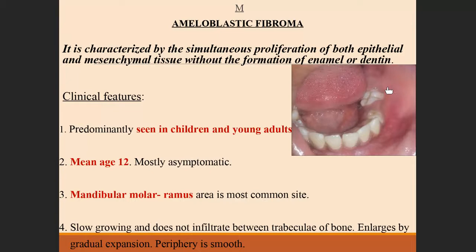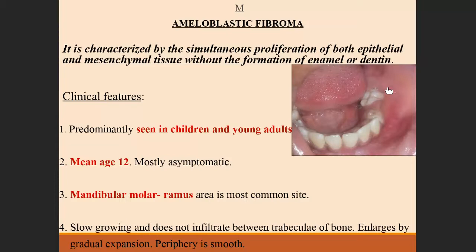You can see the cortical expansion, so naturally facial asymmetry. But unlike ameloblastomas and all, this particular tumor grows by gradual expansion. It will not infiltrate between the trabeculae of bone. And the periphery of the lesion is smooth, okay? So initially, when it is small, it may be asymptomatic. Slowly, there can be swelling, then naturally leading to facial asymmetry. There can be pain and tenderness in the area. And remember, the most common site is mandibular molar ramus area and may be associated with impacted tooth.